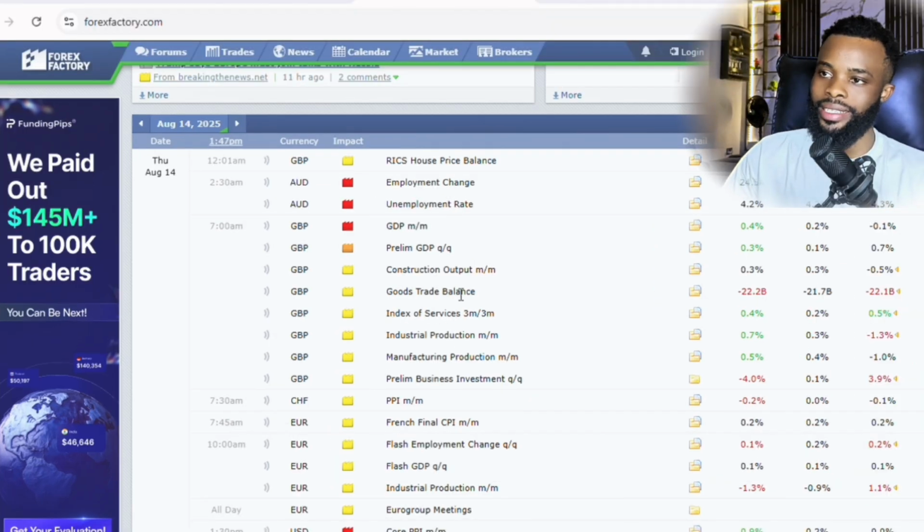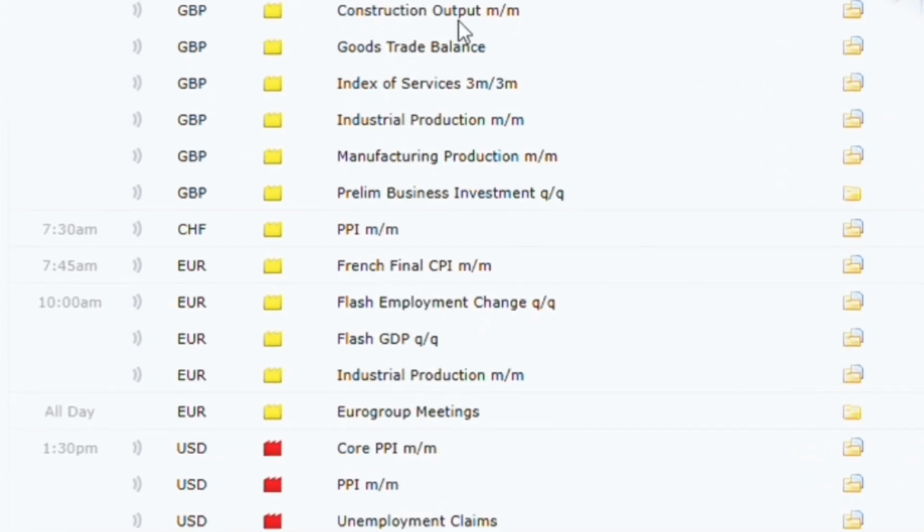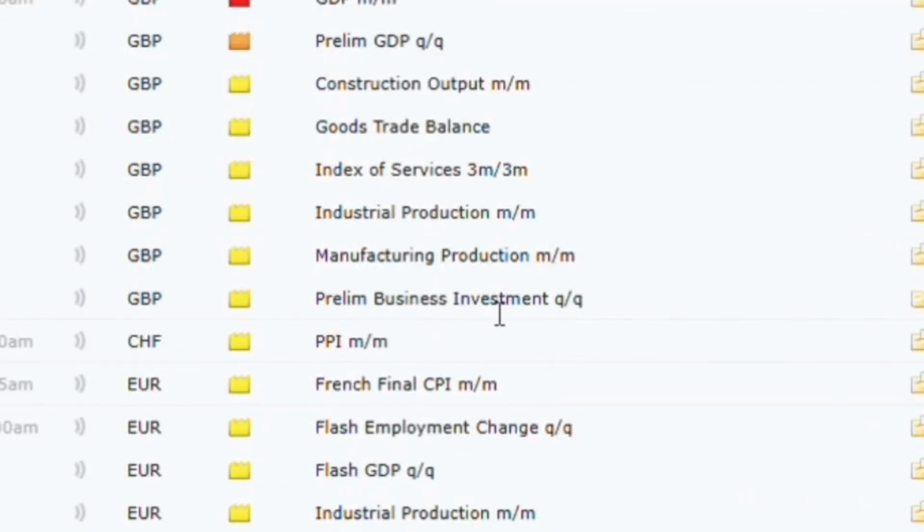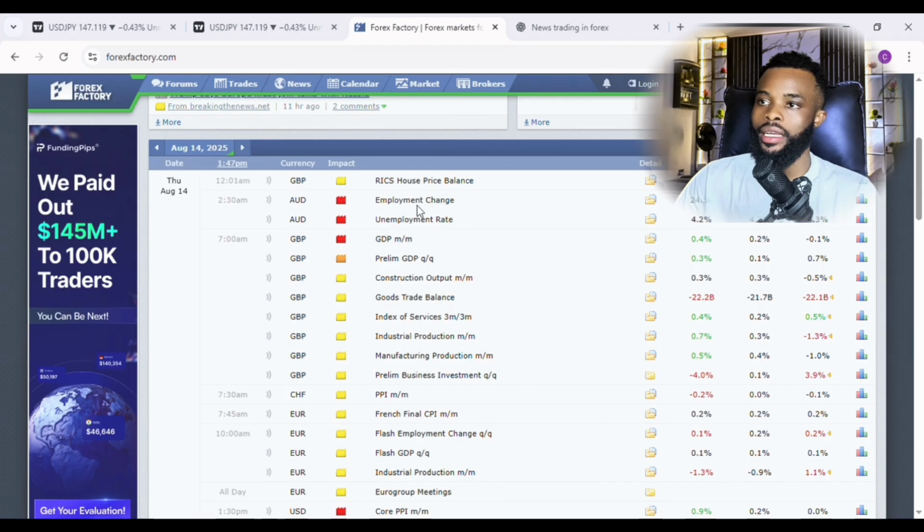So the next one is this written text you are seeing here. These written texts are different economic events and political events that happen in different regions, at different geopolitical zones. We have many of them, like the house price balance, the employment change, the unemployment rate, the GDP, and the claims and construction. So these are different economic events as well as political events that happen in these currencies you are seeing right here.